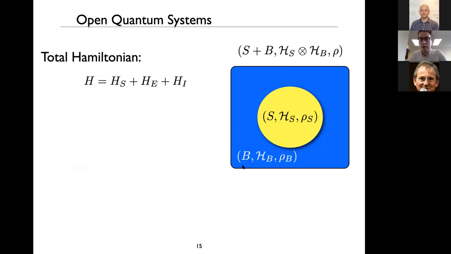To do this, we return to the picture that I had at the beginning of this lecture, the schematic on the right, where we have our open system with reduced density matrix rho_S, and then we have some environment B. In the most general case, we just define the total Hamiltonian of this composite system in the following way. Actually, this should be H_B rather than H_E. The index refers to the environment B.